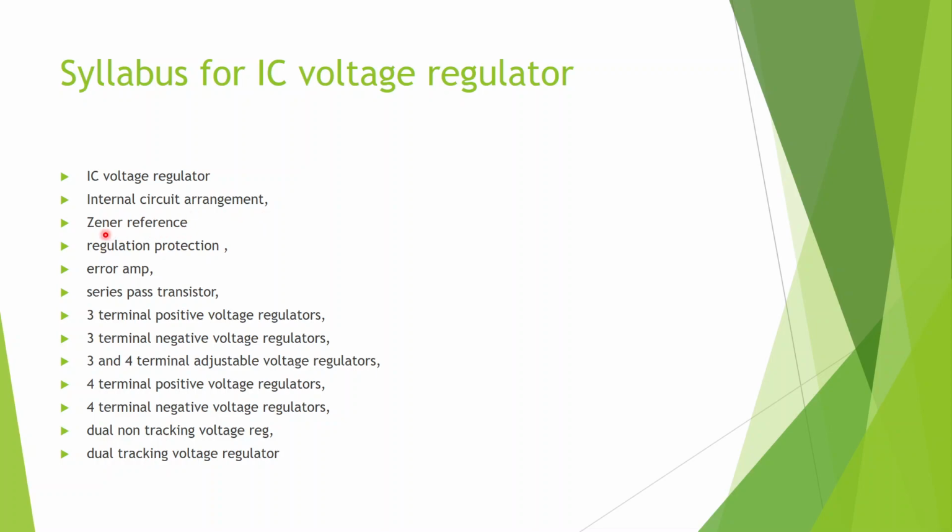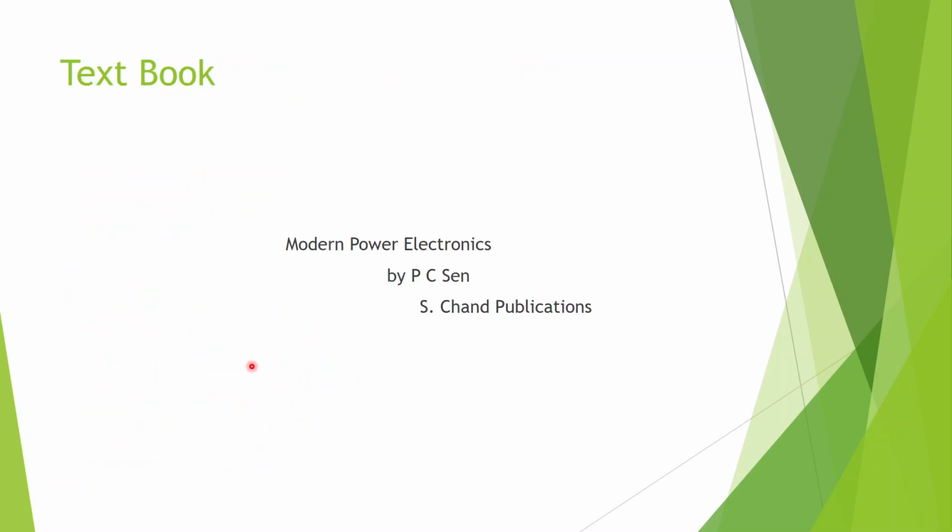internal circuit arrangement, Zener reference, regulation protection, error amplifier, series pass transistor, 3-terminal positive voltage regulators, 3-terminal negative voltage regulators, 3 and 4 terminals adjustable voltage regulators, 4-terminal positive voltage regulators, 4-terminal negative voltage regulators, dual non-tracking voltage regulators, and dual tracking voltage regulators. The book that we shall use is Modern Power Electronics by P.C. Sen, and Sultan Chand is the publisher.